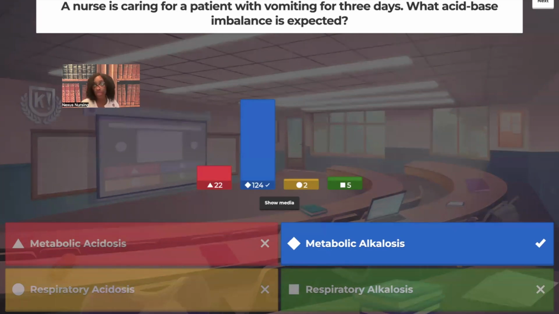Now we need to know, is it acidosis or is it alkalosis? And then we remembered, if the patient's vomiting, what are they vomiting? They're vomiting whatever's in their stomach. What's in their stomach? Hydrochloric acid. Acid that's supposed to break down food, gastric acid. So if they're getting rid of all of that gastric acid, how are they going to be in an acidic state? No, if they're getting rid of all that acid, it's going to throw them on the opposite end. They're going to be in an alkalotic state, metabolic alkalosis.